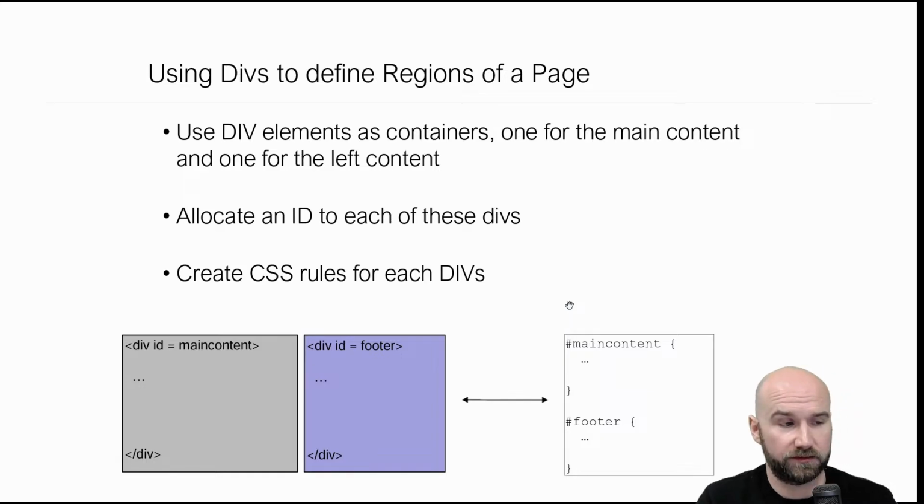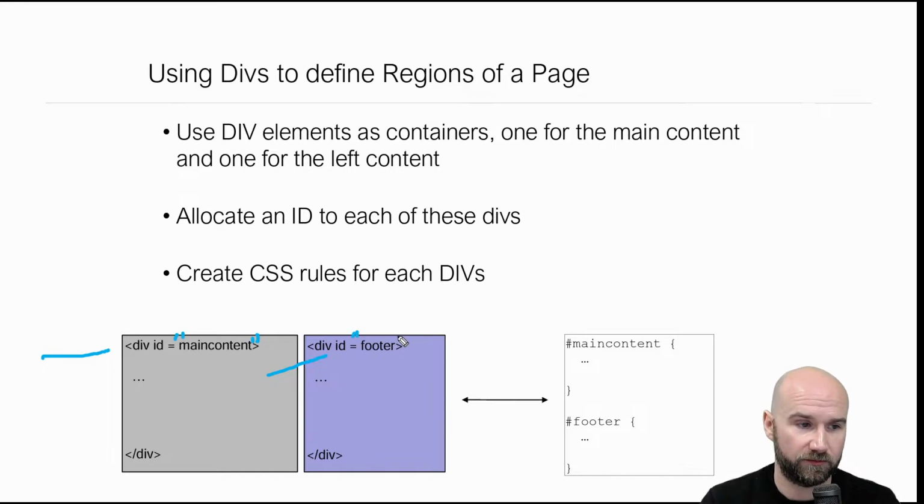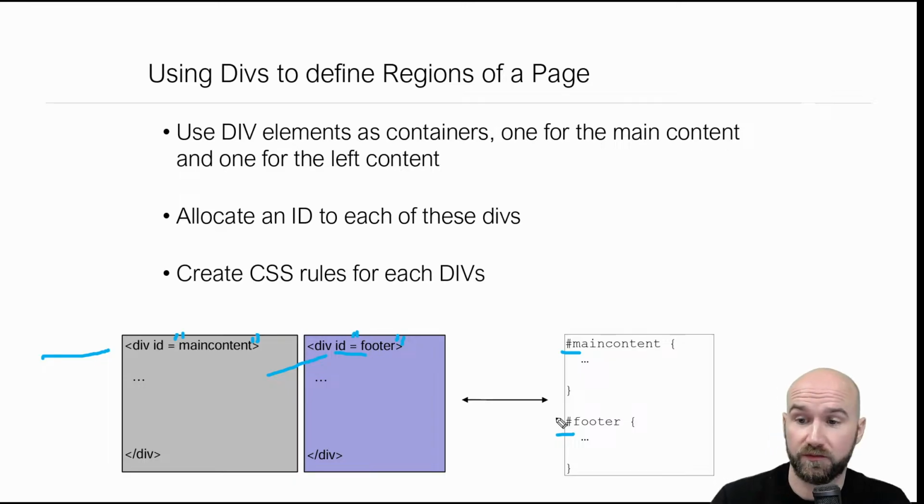So here we have a division ID of main content and a footer. We're missing our quotations there, so your alarm bells should be going off. But we'll just blame the diagram for that. And we can target those because they're IDs using the ID selector, which is a hash. So you could give them different backgrounds, different fonts, depending on the division of the page, essentially.